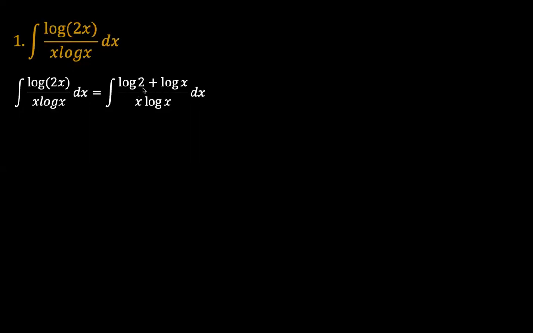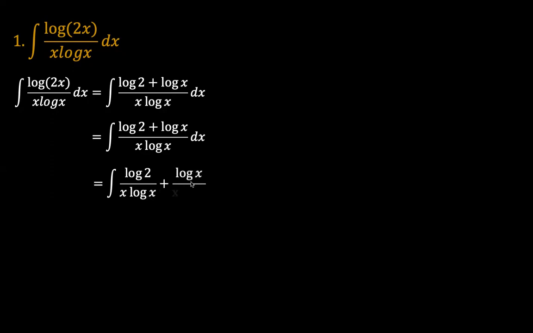So we have the integral of log 2 plus log x over x log x, which could also be handled a little bit differently. So we could separate log 2x over x log x into log 2 over x log x and log x over x log x. So you see this log x and this log x would cancel. And so you're left with just x here.